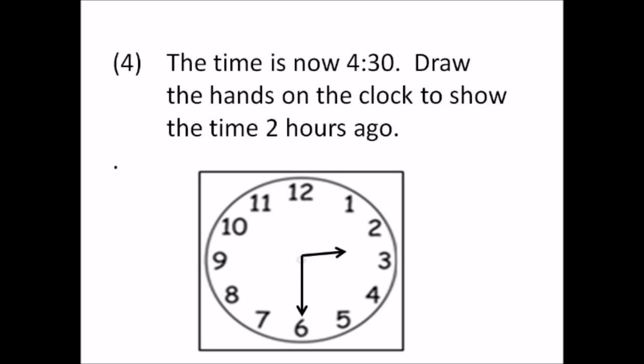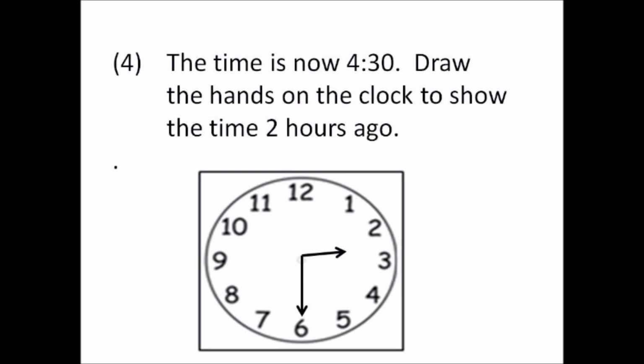Number 4. The time is now 4:30. Draw the hands on the clock to show the time 2 hours ago. So go to 4:30 and then you go back 2 hours. It said 2 hours ago, so you go back. So 4:30, go back an hour is 3:30. Go back an hour is 2:30. So you have to draw 2:30.